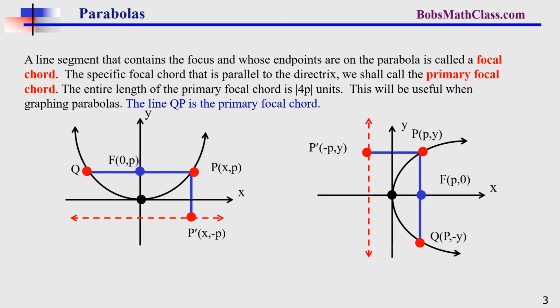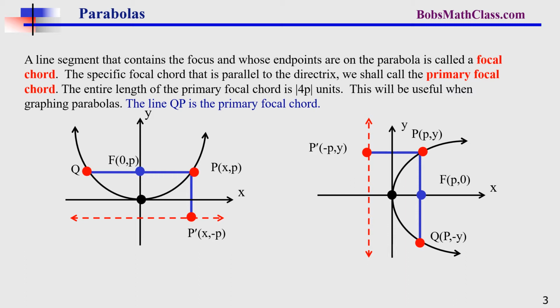But then we have a specific focal chord that's parallel to the directrix, and it's called the primary focal chord. And the only difference between that chord and a focal chord is that it's parallel to the directrix. That's what we're going to be looking for. We're going to be looking for the primary focal chord. Okay, and more specifically, we're going to look for the endpoints of the primary focal chord. Okay, the entire length of the primary focal chord is the absolute value of 4p units.